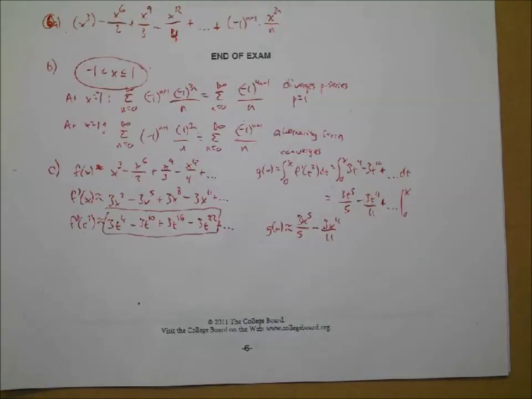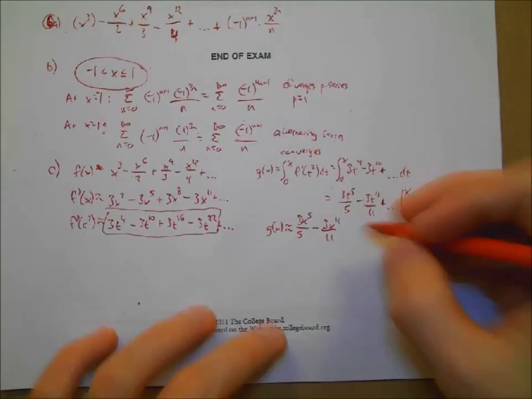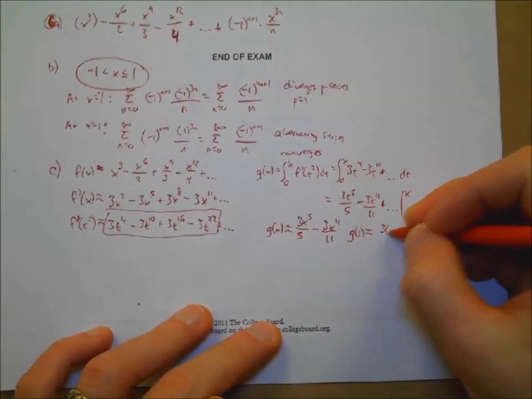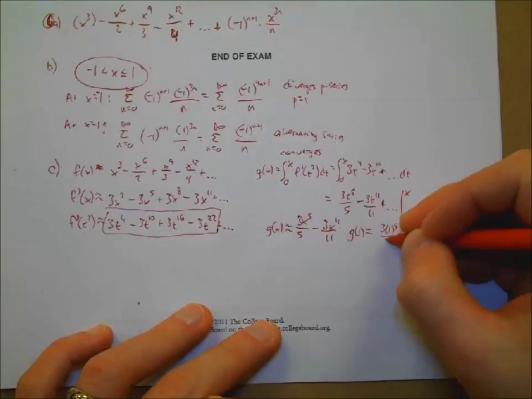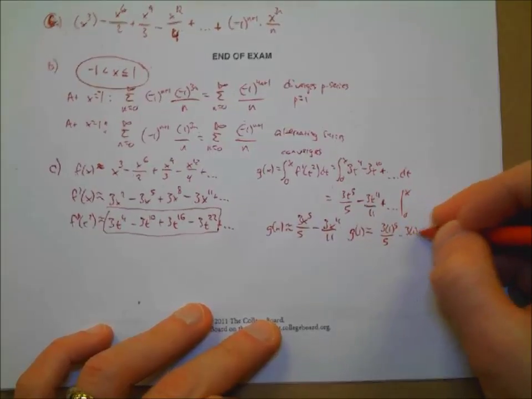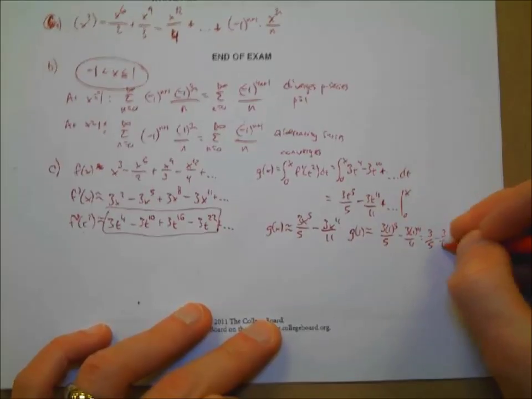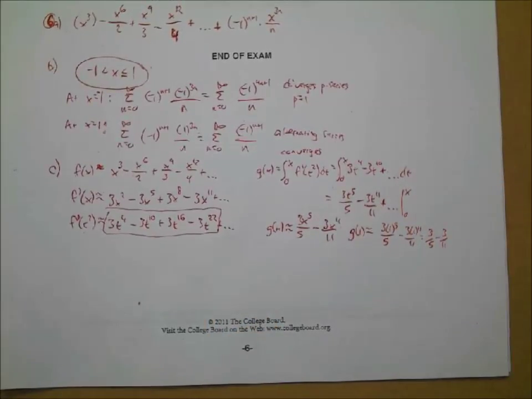Just plug in 1. You got it. So yeah, g of 1 is then approximately 3 times 1 to the 5th over 5 minus 3 times 1 to the 11th over 11, or in other words, 3/5 minus 3/11. Okay? Just like that.